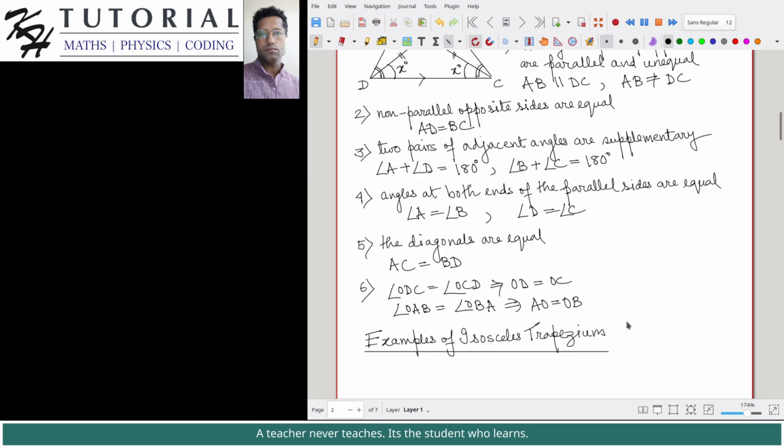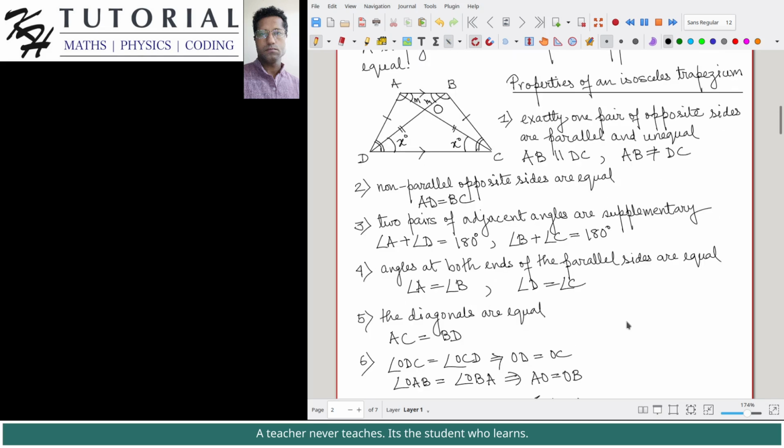Okay, so these are the properties of an isosceles trapezium. The thing that you must remember is that first of all, an isosceles trapezium is a trapezium. So all the properties of a trapezium will also be true for an isosceles trapezium. That is, exactly one pair of opposite sides are parallel and they are of unequal length. And also there are two pairs of adjacent angles that are supplementary. That is, in this figure, angles A and D are supplementary and angles B and C are supplementary.